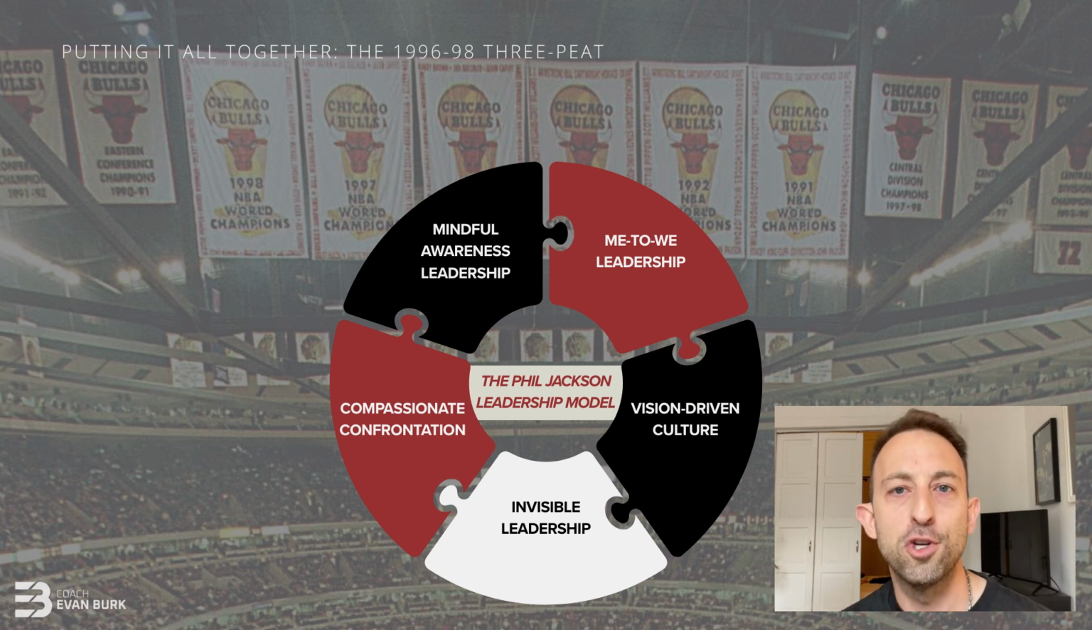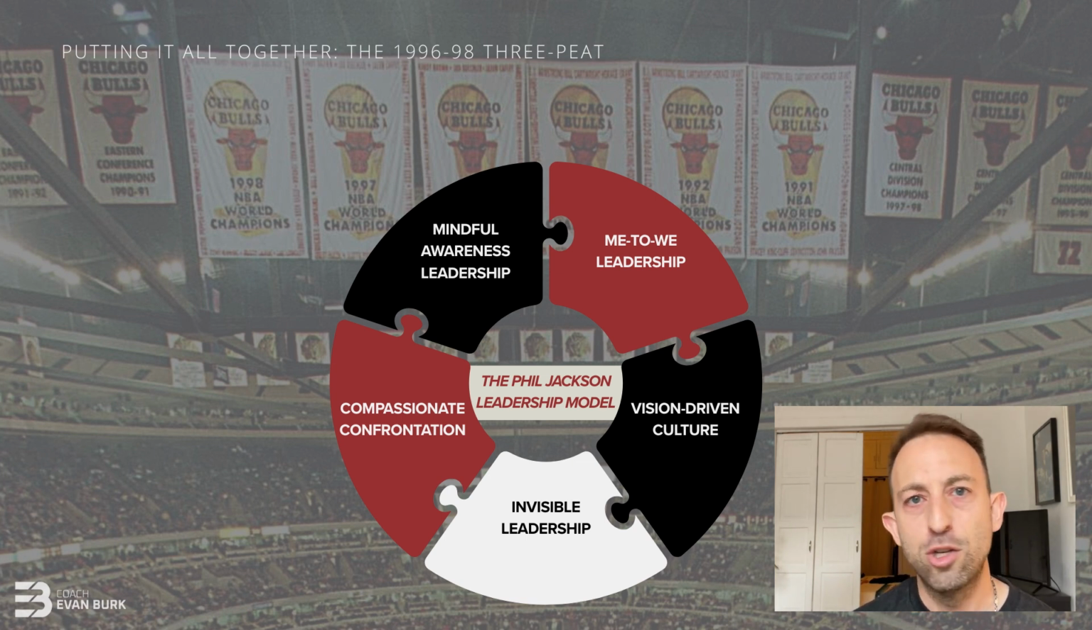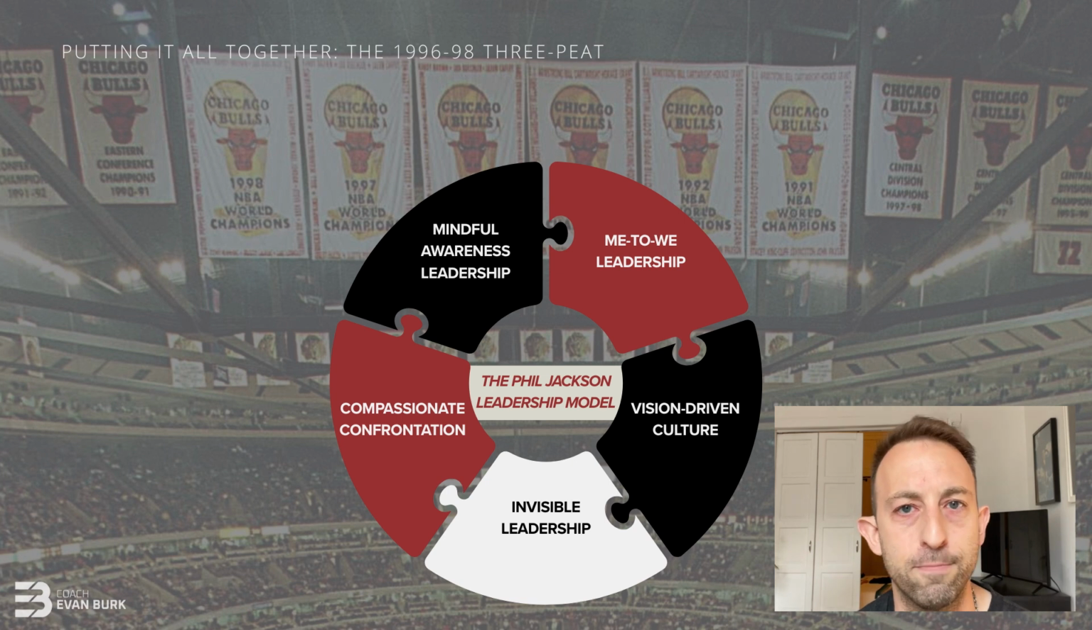Here's your homework. Pick one of these principles and implement it this week. Don't try and do all 5 at once. If you're dealing with ego conflicts, start with compassionate confrontation. If your team lacks direction, begin with vision-driven culture.